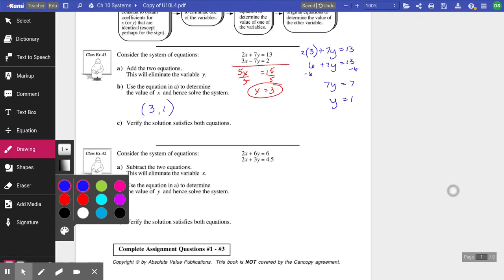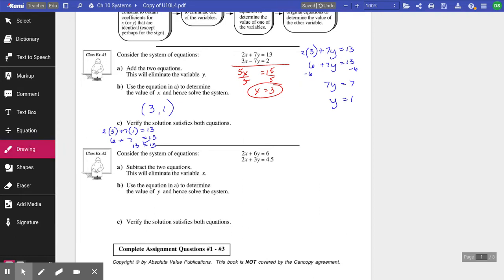And it says verify the solution satisfies both equations. Let's go make sure. Does that point, 3 and 1, the x and the y, make both equations true? So we'll start with the first one, and I'll copy, and everywhere I see an x, I'm going to put a 3. Everywhere I see a y, I'm going to put a 1. I'm just plugging that point back into the first equation. Do the math. All the way down, left side and right side. Yeah, it worked. Okay, let's try the other equation. So if I said 3 times my x minus 7 times my y, would that be 2? Do the math. Wow, it does work. So that equation is verified and it works in both.